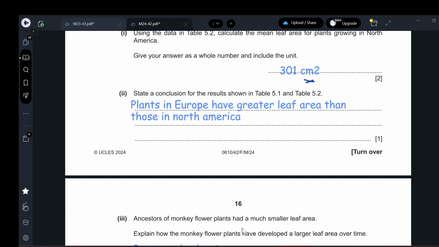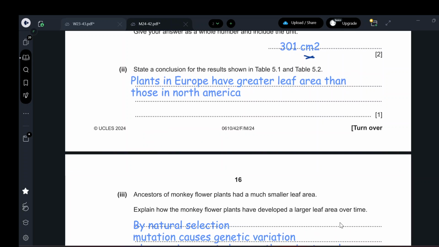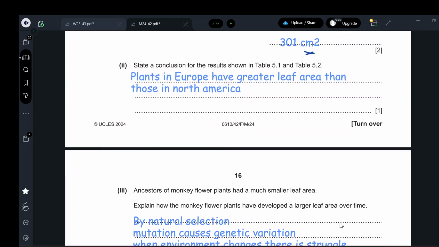Ancestors of monkey flower plants had much smaller leaf area. Explain how the monkey flower plants developed a larger leaf area over time. If he asks you about any change in the organisms that happens over time, what do I say? The first mark is to say by natural selection. This happens by natural selection.